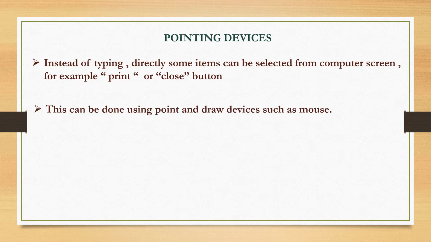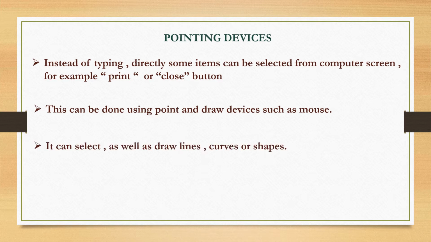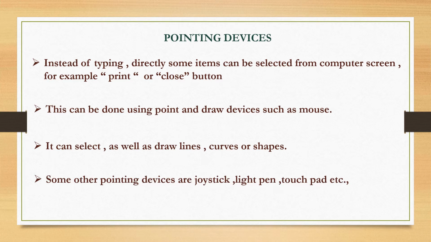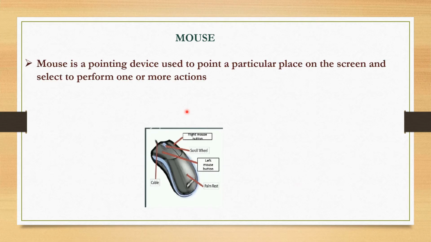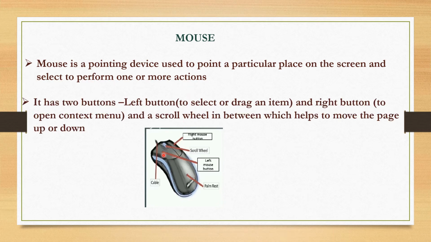The mouse is the device used to point and draw some lines or curves or shapes. Some other pointing devices are joystick, light pen, touchpad, etc. Mouse is a pointing device used to point a particular place on the screen and select to perform one or more actions. The mouse has two buttons. One is the left button, another one is the right button.